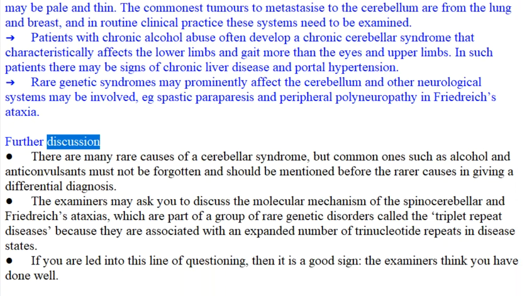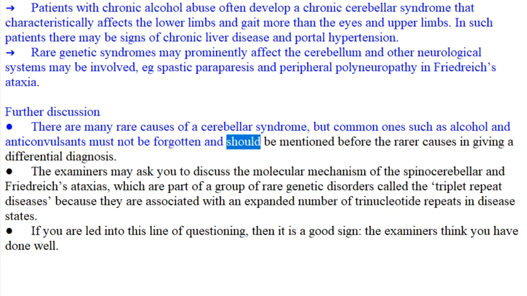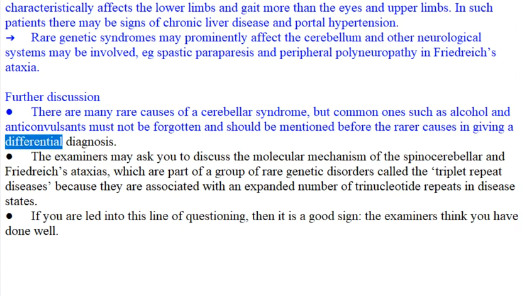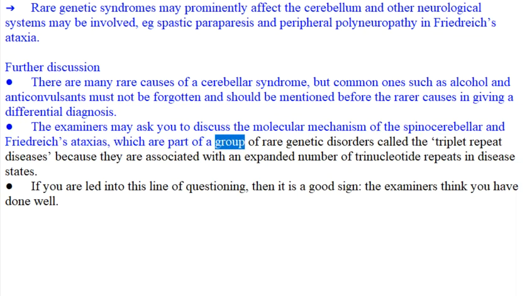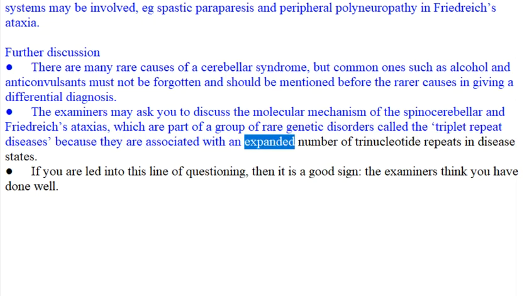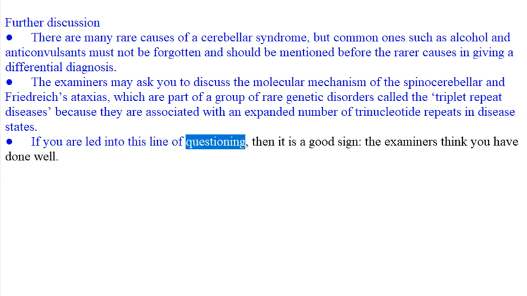Further discussion. There are many rare causes of a cerebellar syndrome, but common ones such as alcohol and anticonvulsants must not be forgotten and should be mentioned before the rarer causes in giving a differential diagnosis. The examiners may ask you to discuss the molecular mechanism of the spinocerebellar and Friedreich's ataxias, which are part of a group of rare genetic disorders called the triplet repeat diseases because they are associated with an expanded number of trinucleotide repeats in disease states. If you are led into this line of questioning, then it is a good sign. The examiners think you have done well.